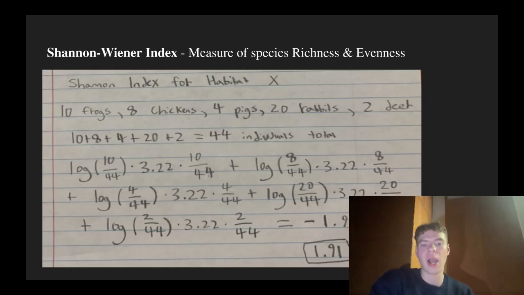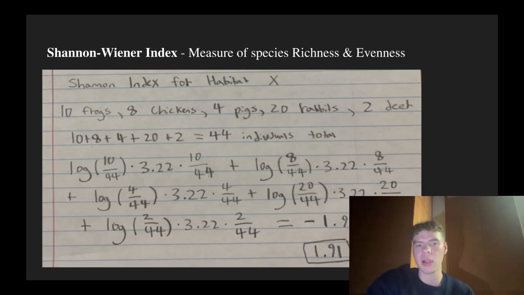So in my calculator, I can just literally type it in all at once because I don't have to get every single individual value and just add it up at the end. I can just type it in and my calculator will solve all of it for me. And when I did it, I got negative 1.91.